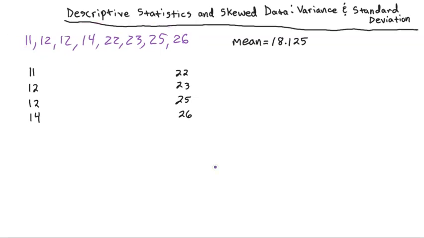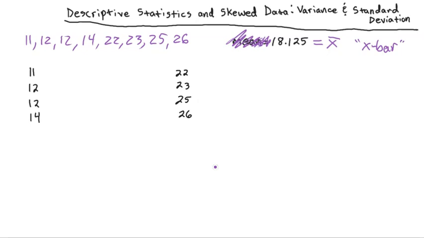That's helpful. And then our mean was 18.125. Now I want to stop using the word mean here, and I want to start using our notation. In statistics, we use the letter X with a line over it, and we say X bar. X bar is the symbol that we use to represent the mean of a sample. Okay, so the sample mean, X bar, is 18.125.